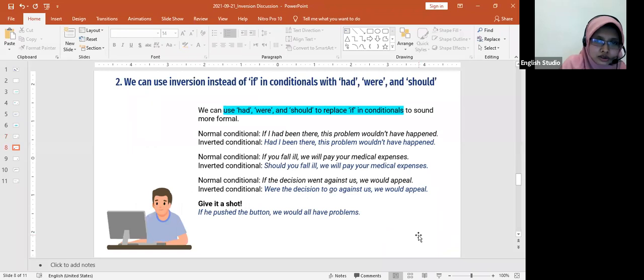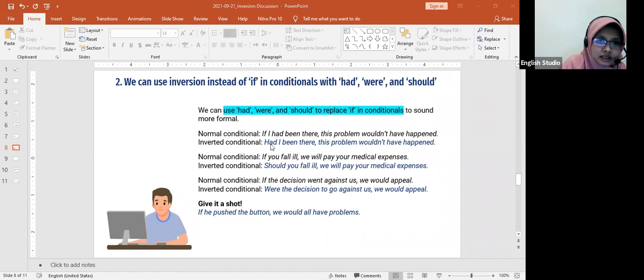Okay. So I'm sure that you have already understood the first type of inversion. And the second type of inversion is that we can use inversion by using had, were, and should to replace if in conditional sentences to sound more formal. For example, in normal conditional: If I had been there, this problem wouldn't have happened. Jadi if-nya kita ganti, nggak pakai if. Kita pakai: Had I been there, this problem wouldn't have happened.